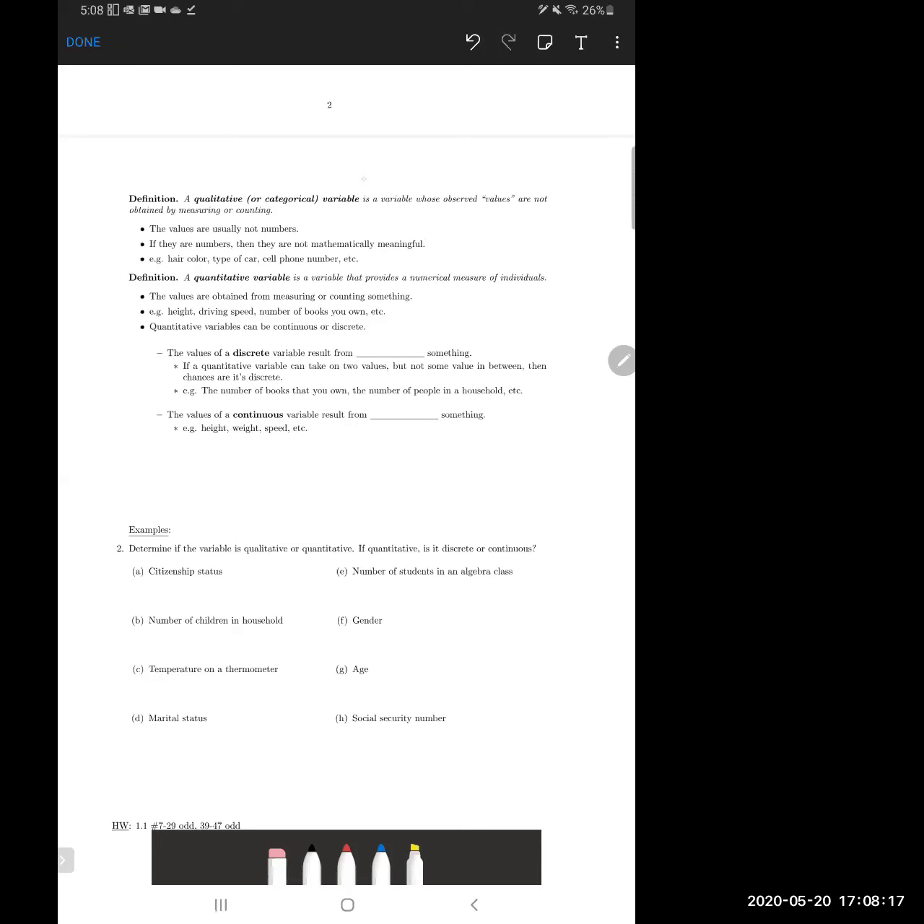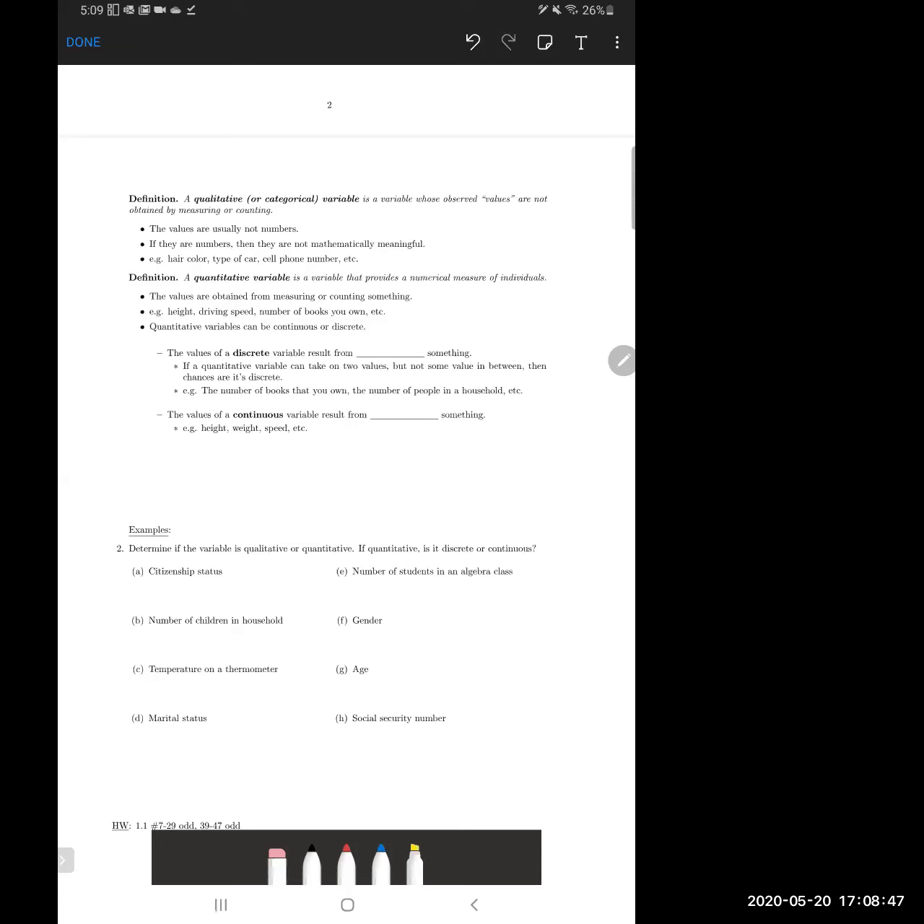So examples of qualitative variables would be things like hair color, right? You don't count someone's hair color. You look at their hair color and then you determine, you have blue hair or whatever. So hair color, type of car, cell phone number. Even though it is a number, it's still categorical because you didn't get that number by measuring or by counting. It was just a random string of digits that was assigned to you. So those would all be qualitative variables.